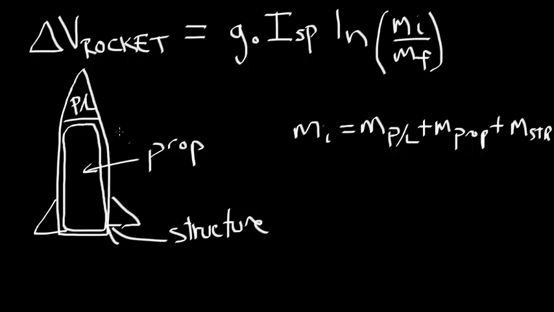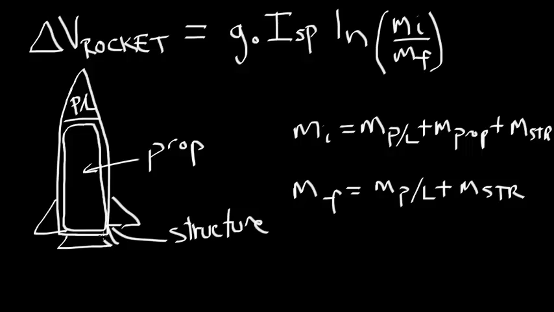Now, when using this equation in this class anyway, we always assume that the final mass is just going to be this minus the propellant. So we're going to take this element out. So the final mass is equal to mass of the payload plus mass of the structure, because all the fuel inside has been burnt up getting this thing into space. Let's put a little nozzle on here.